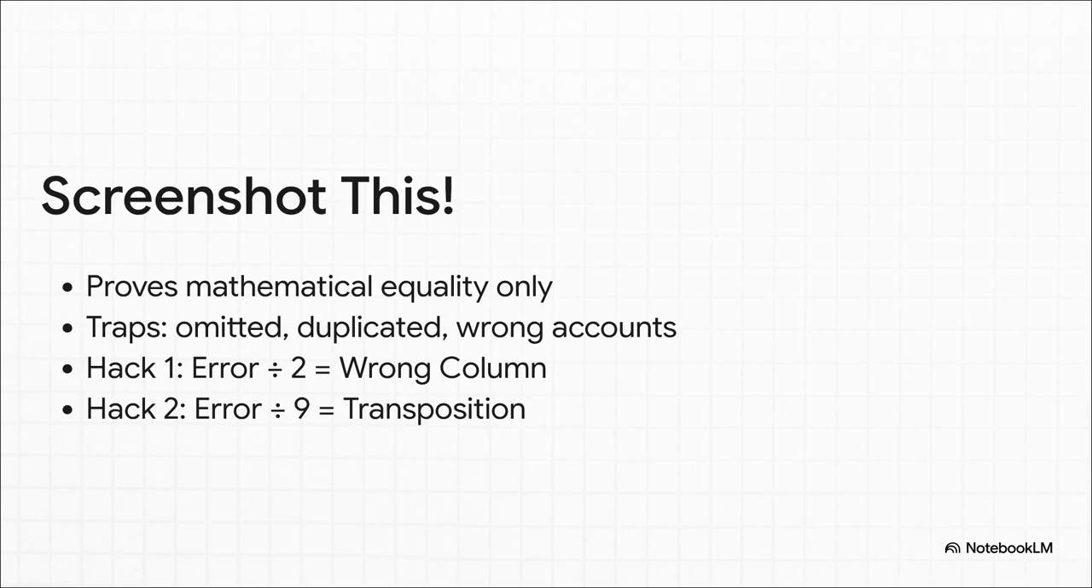Remember, the purpose is proving mathematical equality, not absolute accuracy. Your traps are the omissions, the duplications, and the wrong accounts. And your top 2 analytical hacks: divide your error by 2 to catch a wrong column mistake, and divide by 9 to catch a transposition. So the ultimate question you have to ask yourself before walking into that exam room is this: if your trial balance perfectly matches, what hidden traps are still lurking beneath the surface?